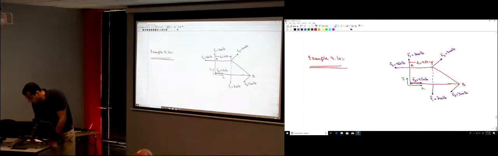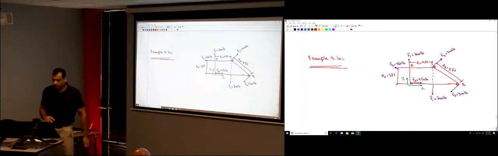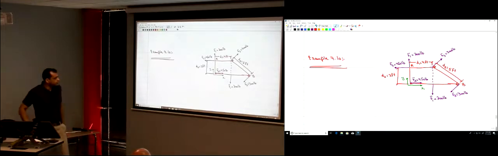This distance here, these two forces are perpendicular to that side, and this distance of this side is 5 feet. We're going to call this D3. And then here, this distance, let's call this D2, it's equal to 3 feet. So we have those 6 forces applied on this object, okay?